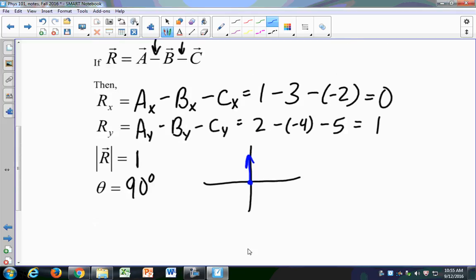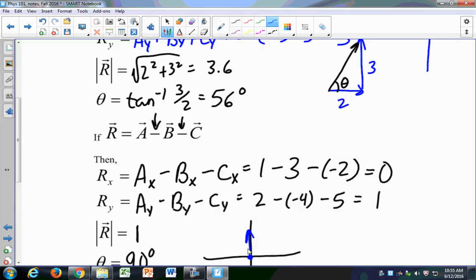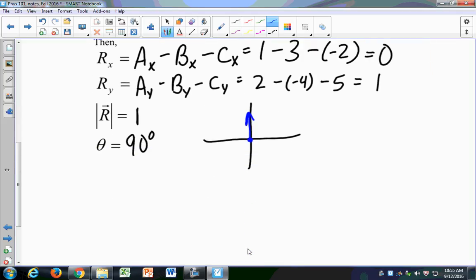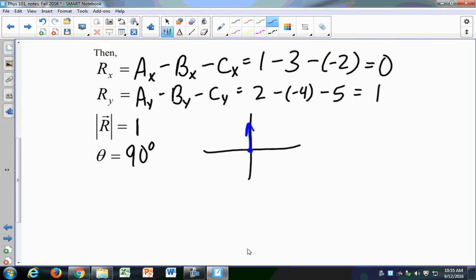You'll have two vectors, and I'll ask you for the sum of them. It is a sum. I'm not doing a difference. You'll have to do a sum on the test. Can I go down from here?